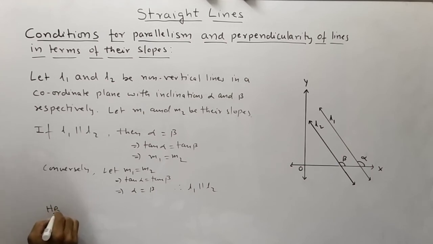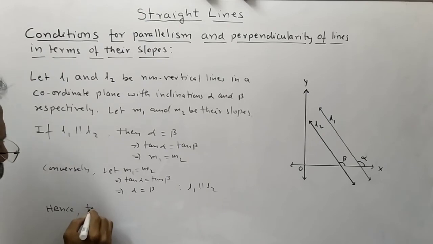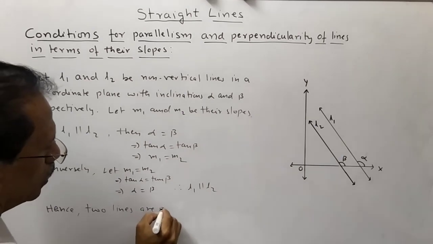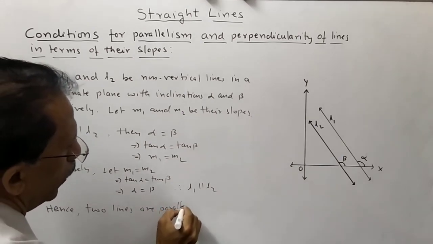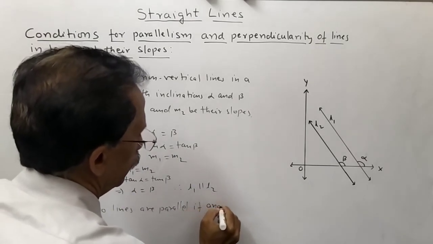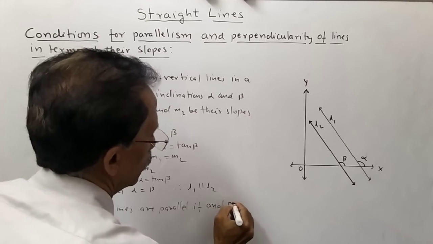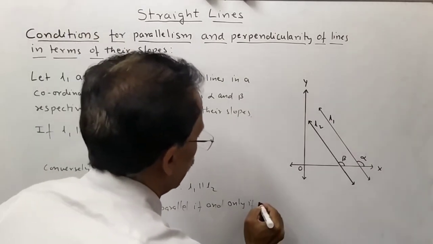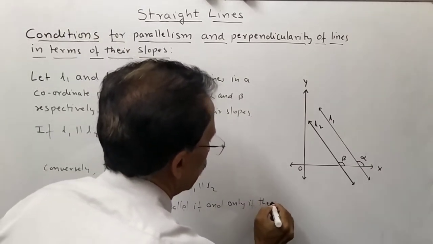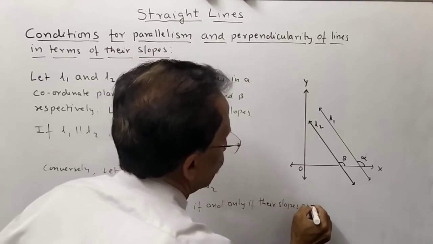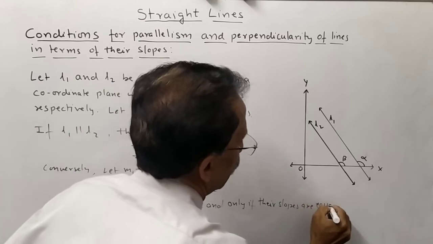Hence, two lines are parallel if and only if their slopes are equal.